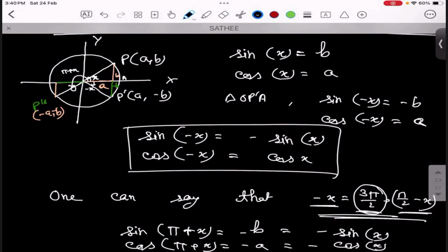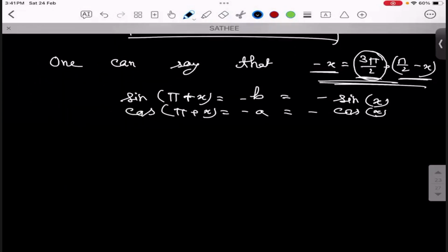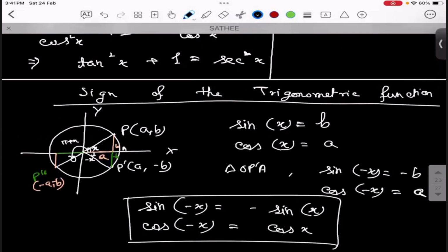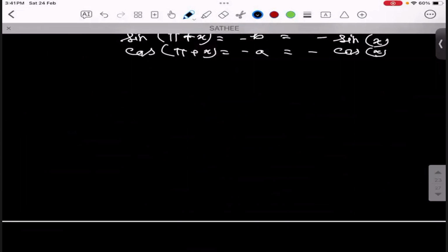What about the second quadrant? You have to go up to the second quadrant if you cover the distance pi by 2, and after that you have to go some x distance, which is between 0 and pi by 2. Okay, so you have to go like this. So let us draw that picture again here.